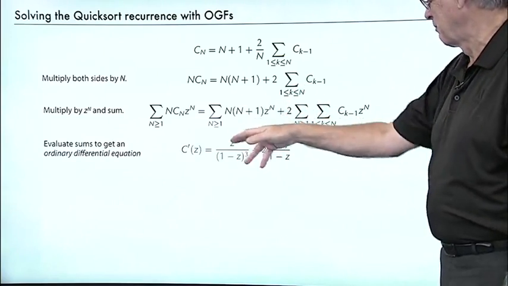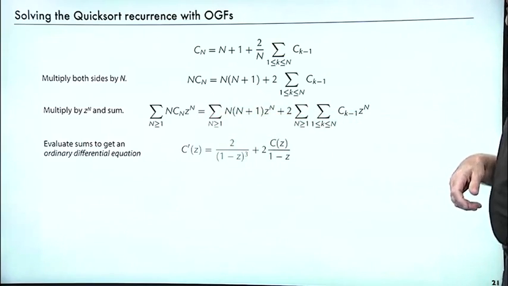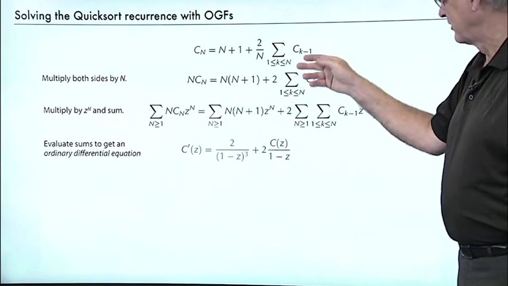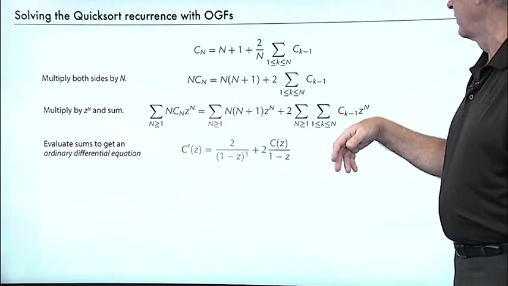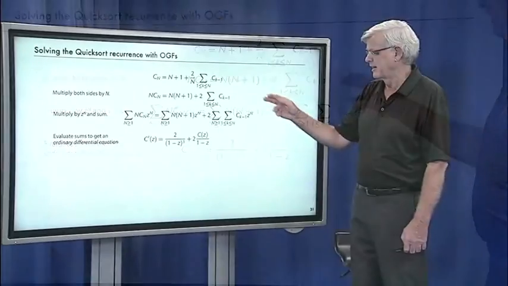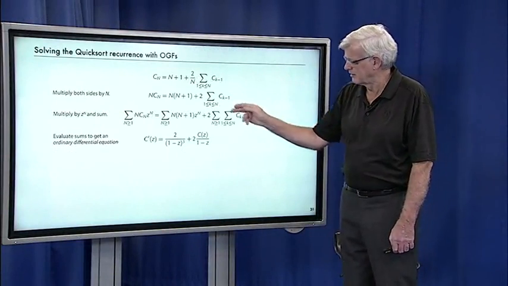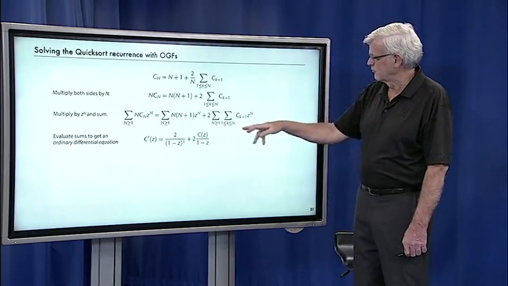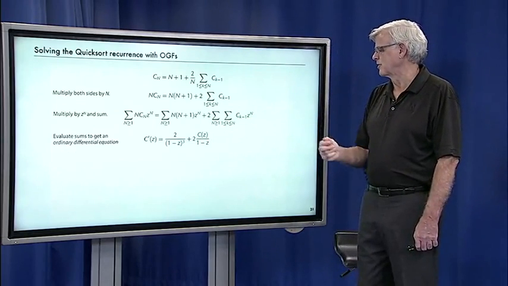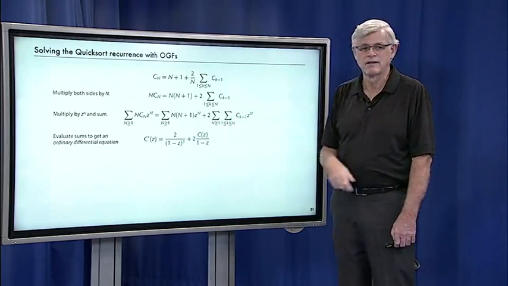So that one is C prime of z, and there's a factor of z all the way through this that is divided out. This one is 2z over 1 minus z cubed. And again, that's right out of the table. And then a factor z divides out. And this one is a convolution. It's 1 over 1 minus z times C of z.